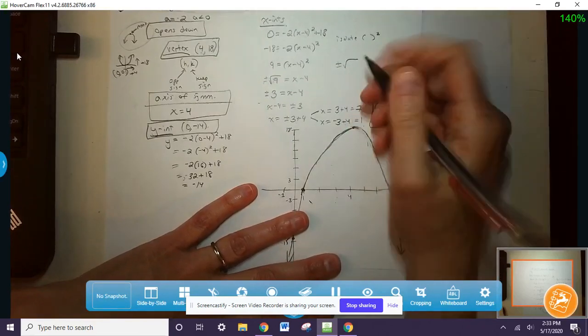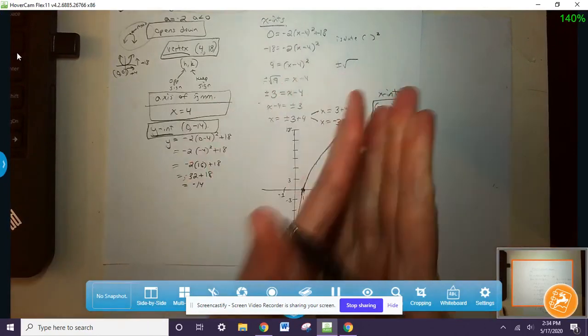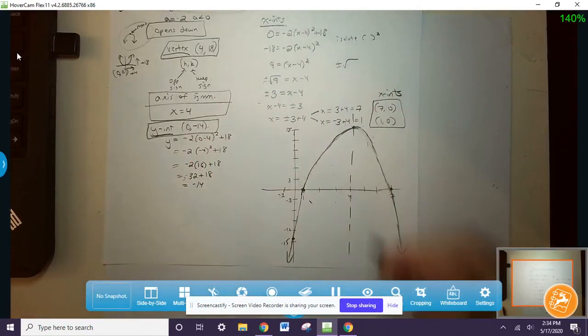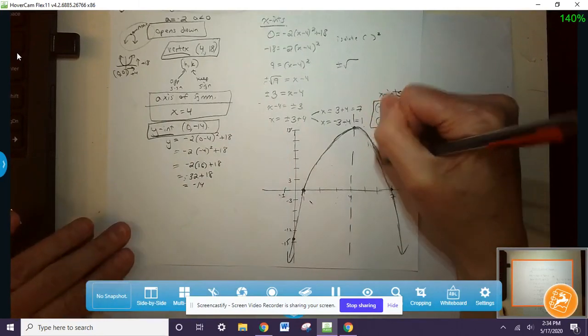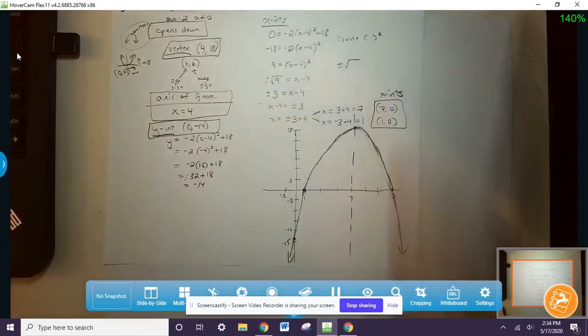And if you want to draw on the axis of symmetry, just make it a dashed vertical line, and it should look like the two sides match up perfectly. Of course, mine is not that good, but pretty good. It's as good as it's going to get for what we're doing right now. So that is transformation or vertex form.